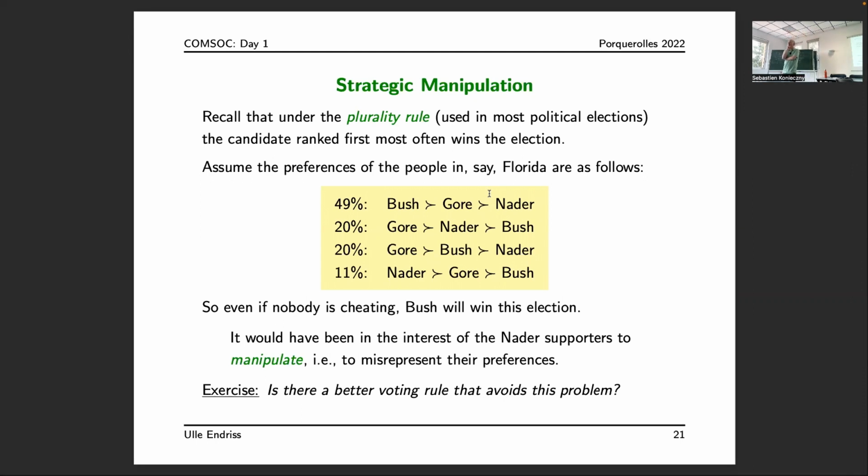Yes? The one where you count only the least preferred, we start with... Yeah, that's single transferable vote that you said, yes. So it doesn't work, unfortunately. I don't have a nice, easy example. It's difficult, but I know that it doesn't work, yes.